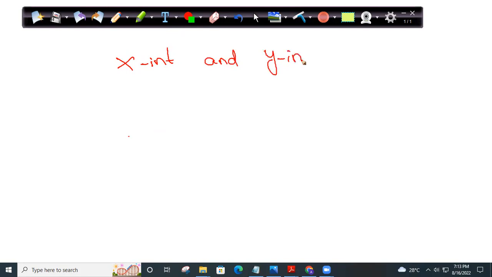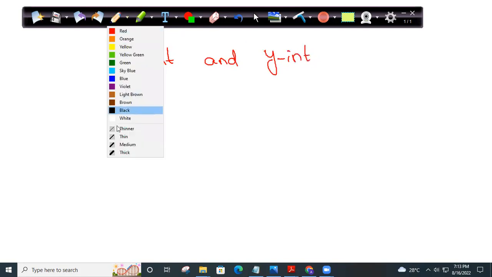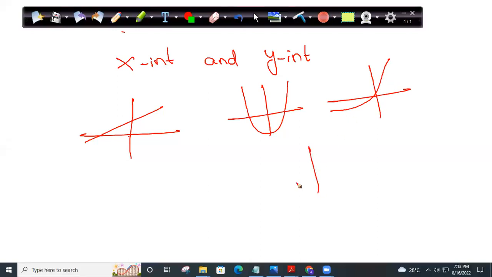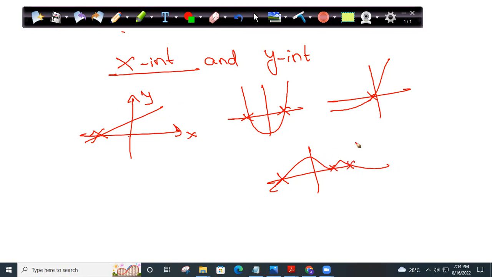This is not only for exponential functions. This is applicable for any function that exists in this world. Suppose this is a linear function, this is a quadratic function, this is an exponential function. Take anything. What is the meaning of x-intercept? X-intercept means the point where the given graph is touching the x-axis. That is said to be x-intercept.